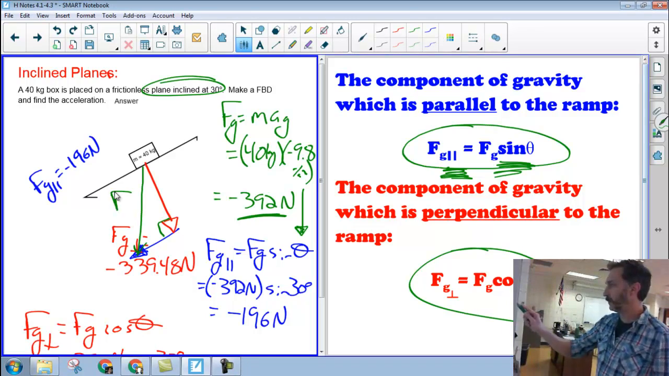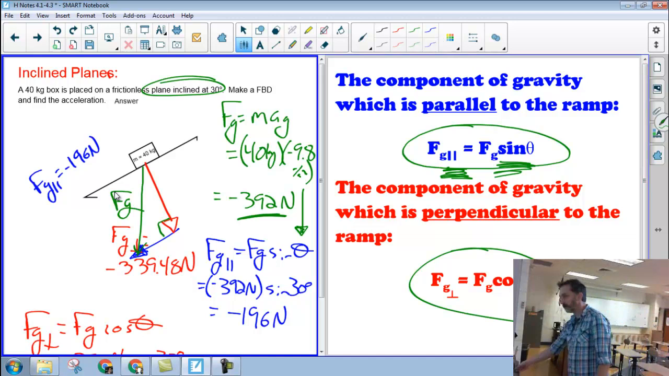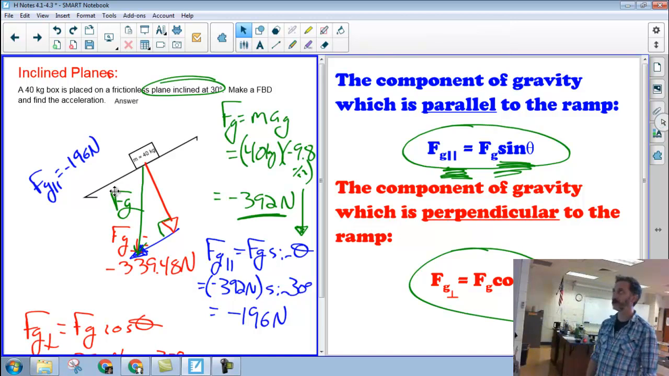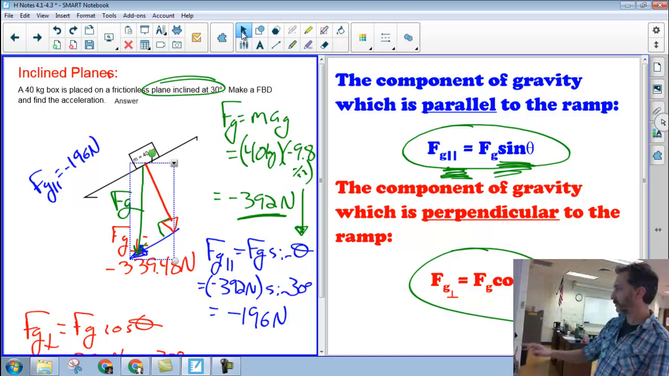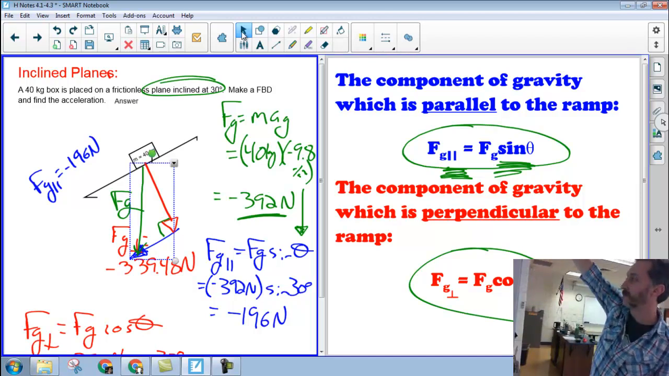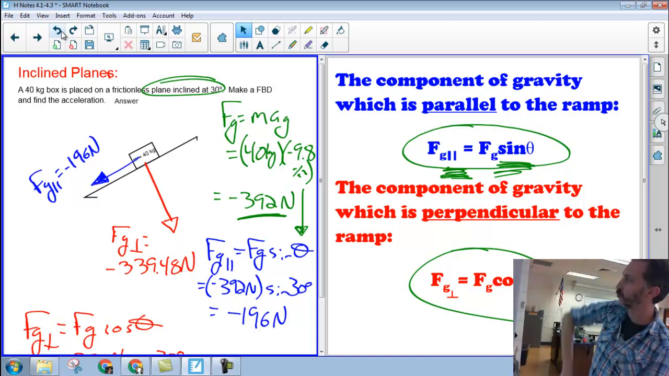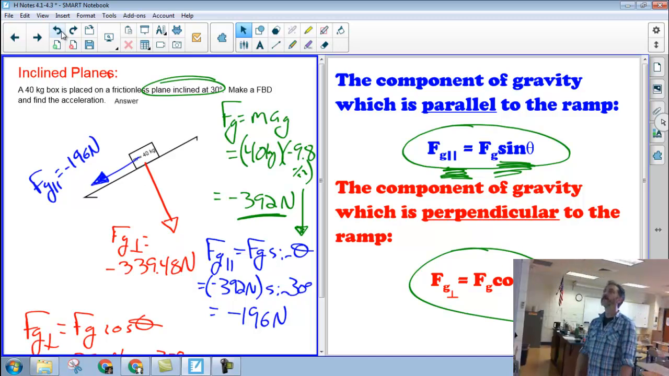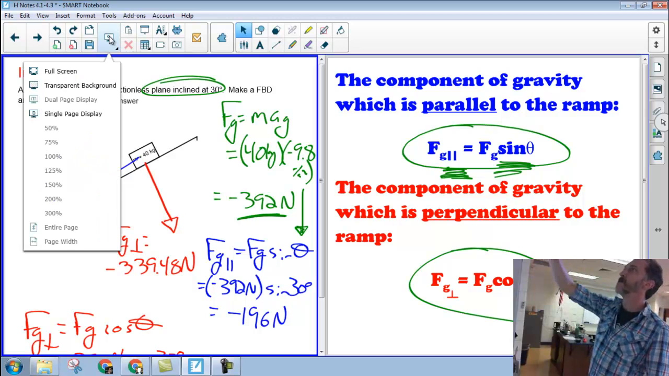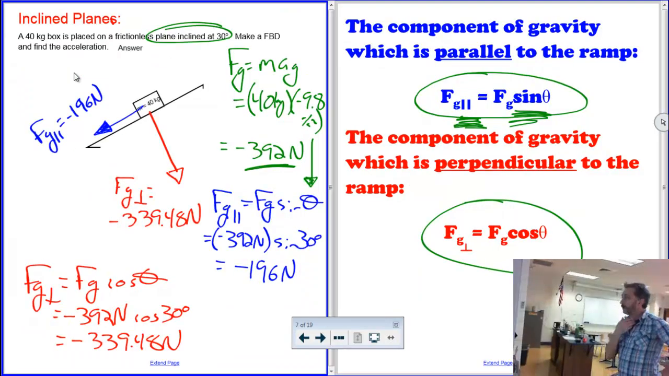So the whole point is what we're doing is we're replacing this green force of gravity here with the two components, okay? So ultimately what you end up putting in your drawing is just the components. Okay? All right, so continuing on.